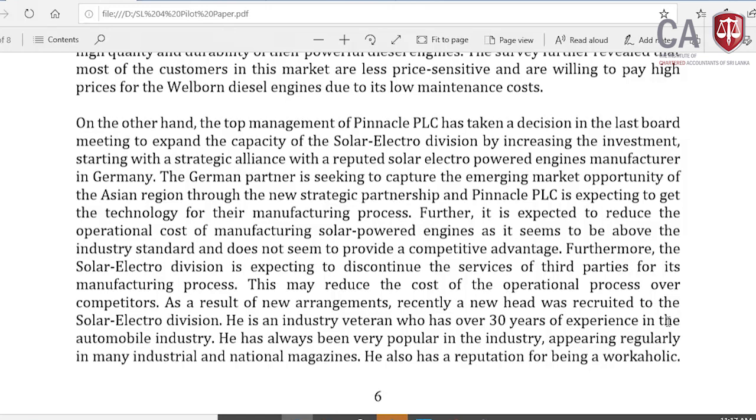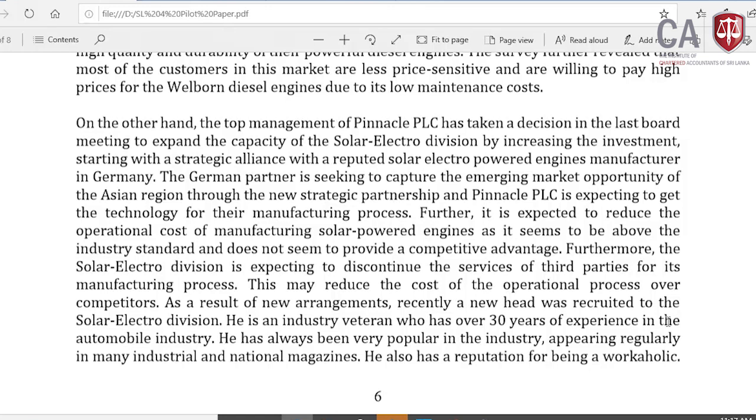The top management of Pinnacle PLC has taken a decision in the last board meeting to expand the capacity of the Solar Electro Division by increasing the investment, starting with a strategic alliance with a reputed solar electro powered engine manufacturer in Germany. The German partner is seeking to capture the emerging market opportunity of the Asian region through the new strategic partnership with Pinnacle PLC, and Pinnacle PLC is expecting to get the technology for their manufacturing process.